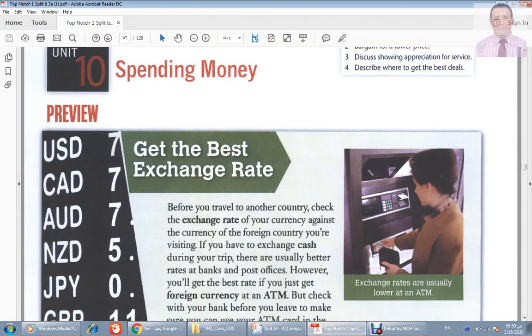Today we will study Unit 10, the preview. The title of Unit 10 is Spending Money. Everybody of us spends money in their own way, yeah? So, first of all, let's know the meaning of spending money. What does spend here mean?